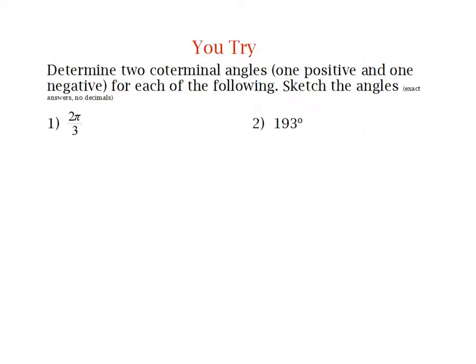Why don't you try doing that? See if you can come up with a couple coterminal angles. Give me one that's positive and one that's negative. I gave you one example with radians. I gave you another example with degrees. Sketch it and then tell me what its angle would be. Go ahead and pause the video so you can take some time to do that on your own.